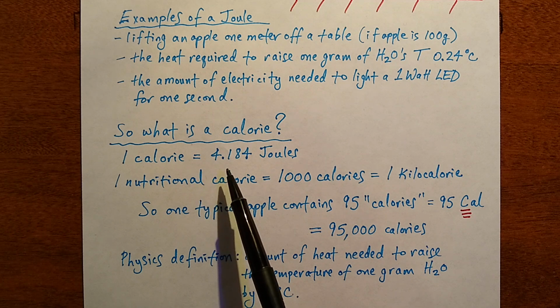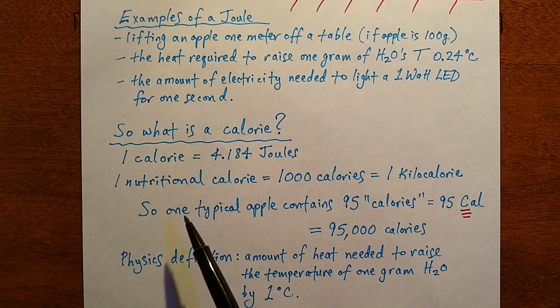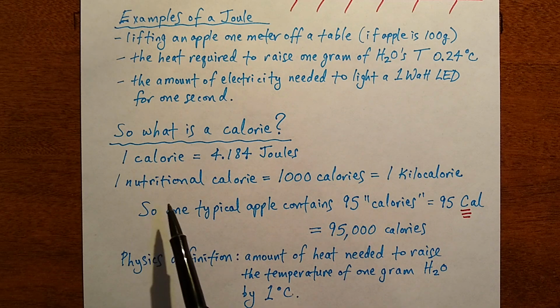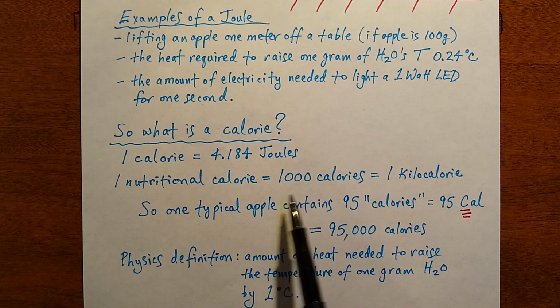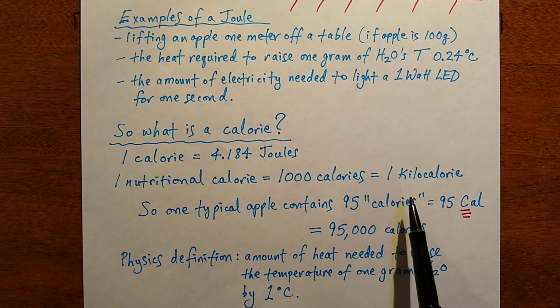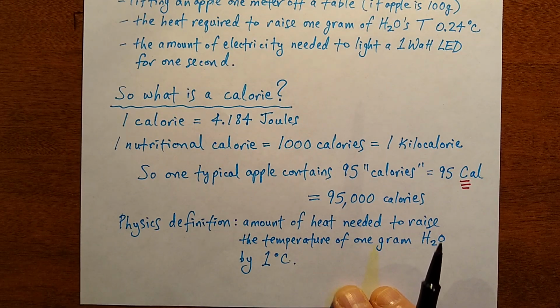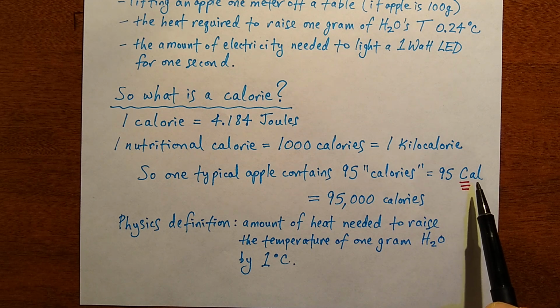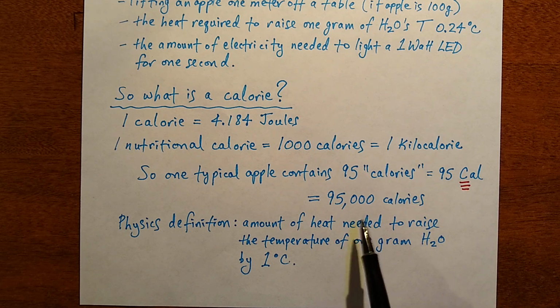A calorie is really specifically 4.184 joules. Now, the calorie that you've seen on a label of food, for instance, is not this little lowercase c calorie. It's called a nutritional calorie, and a nutritional calorie is actually equal to 1,000 of these little calories, which we sometimes call a kilocalorie. So a typical apple contains about 95 "calories." I put that in quotes because it's actually 95 calories with a capital C. That's a nutritional calorie. So that actually contains 95,000 calories.